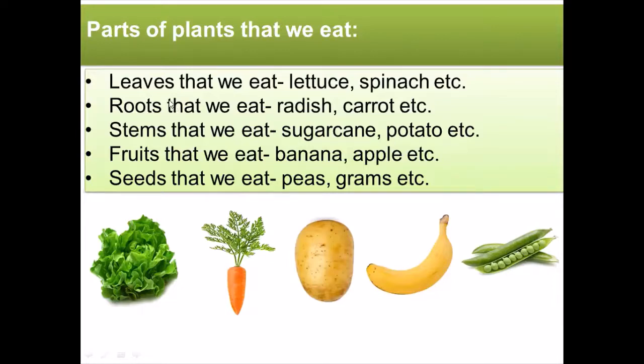Fine, we'll do it once again. Leaves that we eat are lettuce, spinach, etc. Roots, examples of roots that we eat: carrot, radish, turnip. Stems: sugarcane, potato, etc. Banana, apple, and other fruits are the examples of the fruits that we eat. Peas, grams, kidney beans, pulses, all these are seeds that we eat.